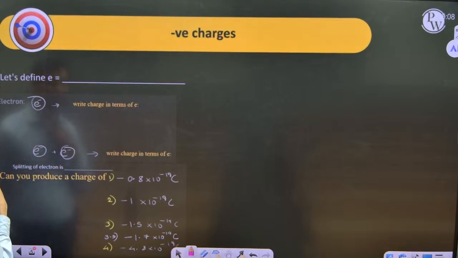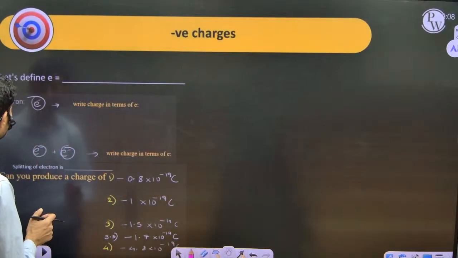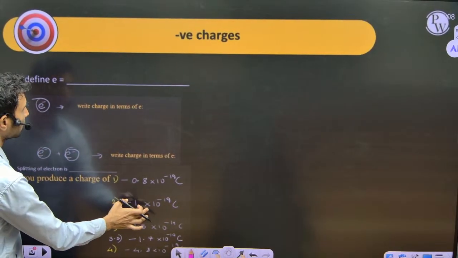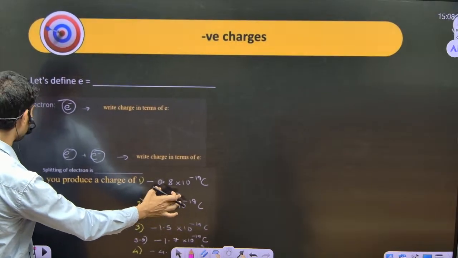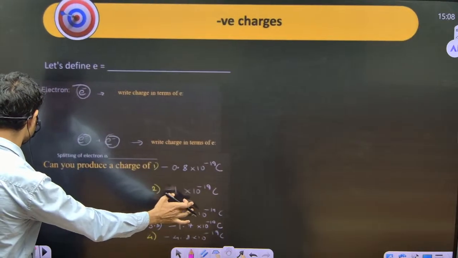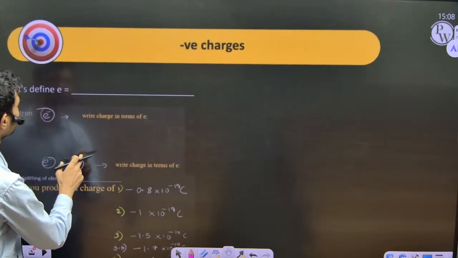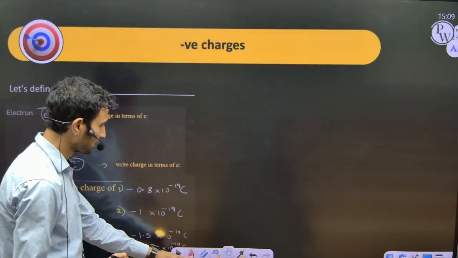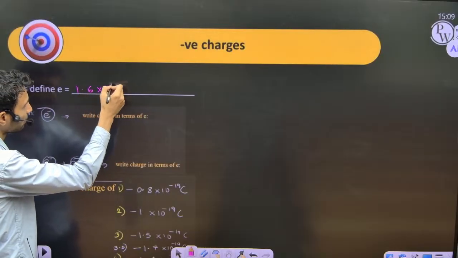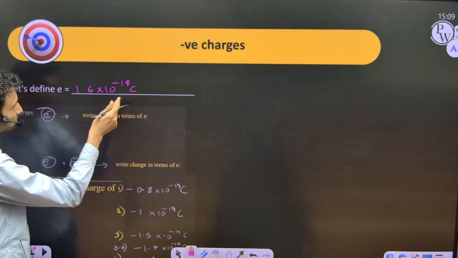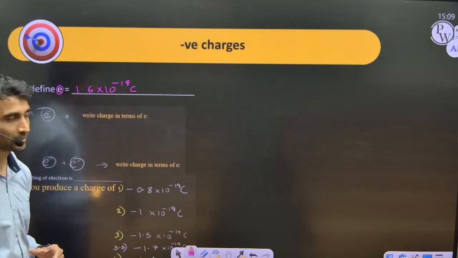Okay, so let us define something called e. Let me define e. I'm going to assign e a value, I'm going to give e a number. Let's say e is 1.6 into 10 to the power minus 19 coulomb. So I've given e a value. Let e be this value.